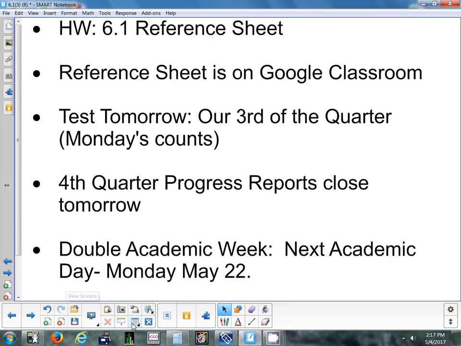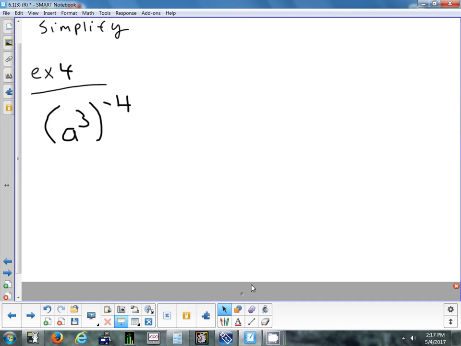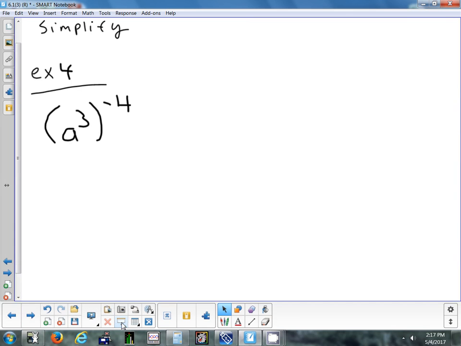Now, I got a negative 4. I got a negative 4. What am I going to do here? What rule? I have exponents now, so what do I have to do when I have exponents? Power to a power. What's the power on the outside? Negative 4. What's the power on the inside? What am I going to do? What math operation? Multiply. 3 times negative 4.